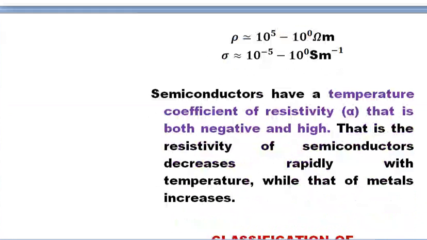Semiconductors have a temperature coefficient of resistivity that is both negative and high. Dear students, whenever we change the temperature of a semiconductor, its resistance gradually decreases or gradually increases. This is the significance of temperature coefficient. We have already discussed in current electricity how they vary. Whenever we make a very small change in temperature of a semiconductor device, its resistance at first decreases, then after it increases.